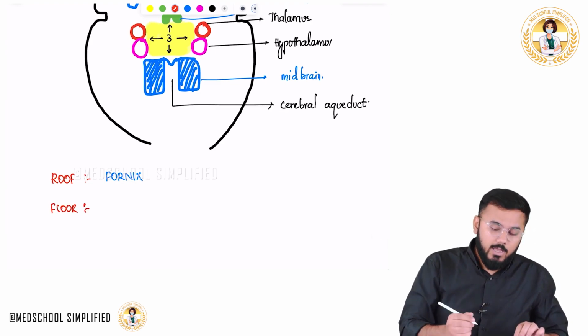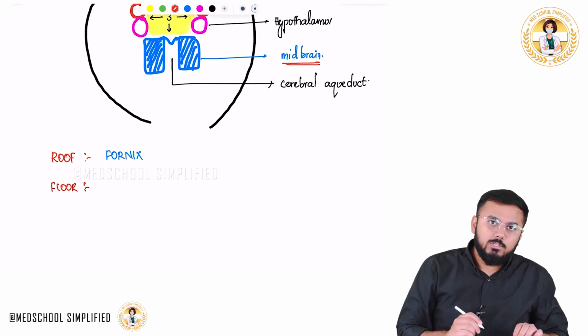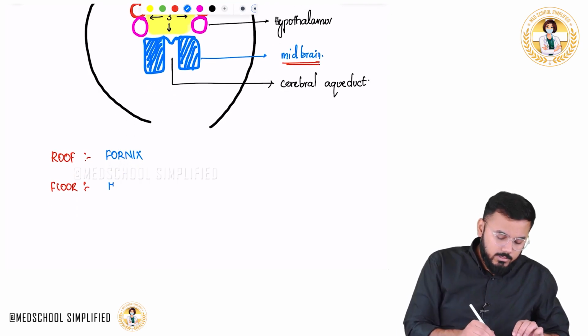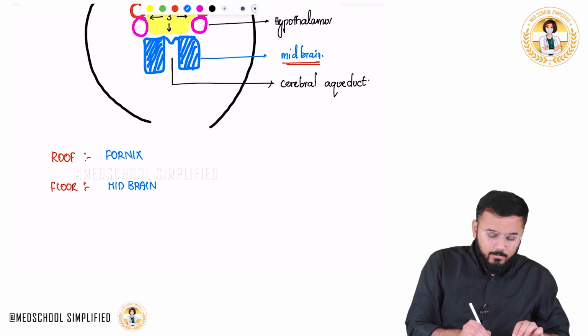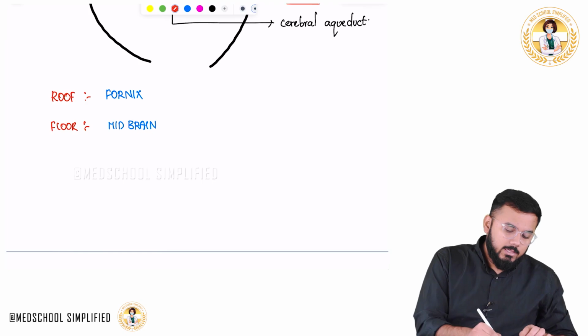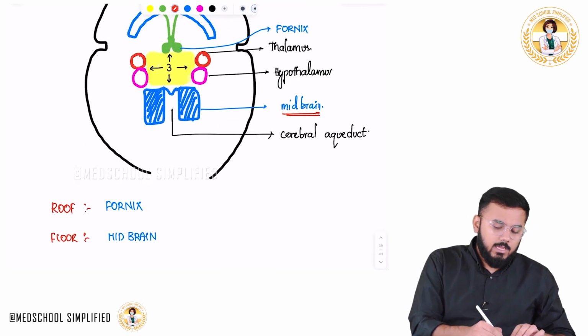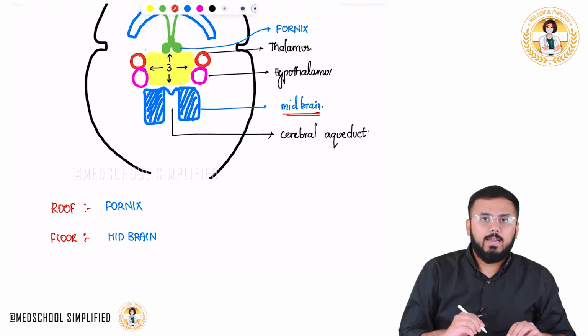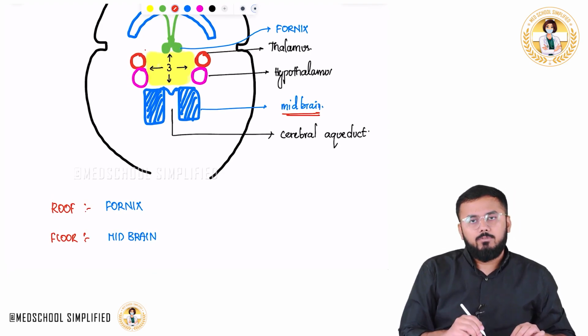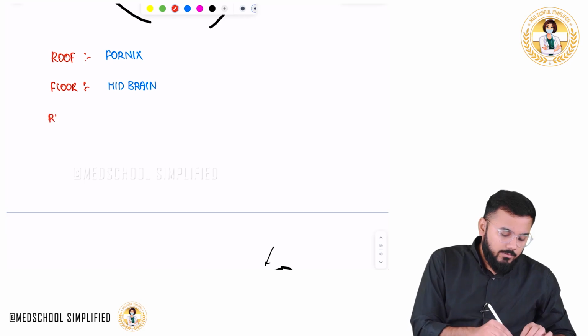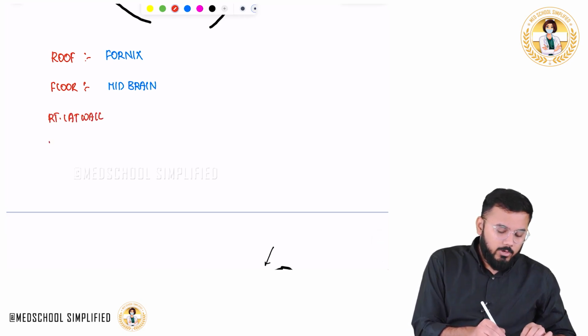Next, when you come to the floor, here in the floor, what do you have? Can I tell the floor is consisting of midbrain? Yes, the floor is consisting of midbrain. Okay. Now after this, we even have to discuss these two structures. What is this wall consisting of? This wall is called the right lateral wall, and on the opposite side we have the left lateral wall. We have to discuss the right lateral wall, and we even have to discuss the left lateral wall.